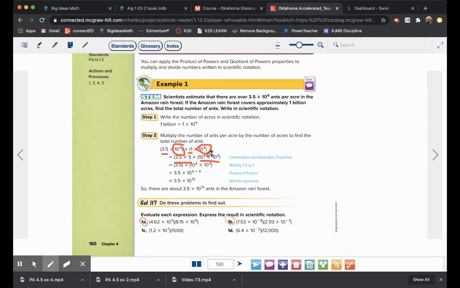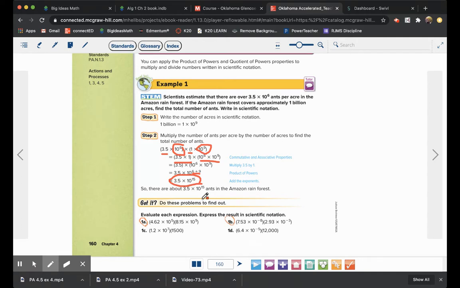Then when we have 10 to the 6th power times 10 to the 9th power, we talked about last week, when you're multiplying with the same base, you just add your exponents. 9 plus 6 is 15. They show that right here. So here is your final answer. The only thing you have to watch out for is to make sure your decimal is in the right place. You might end up having to add a place value to get it in the right place.